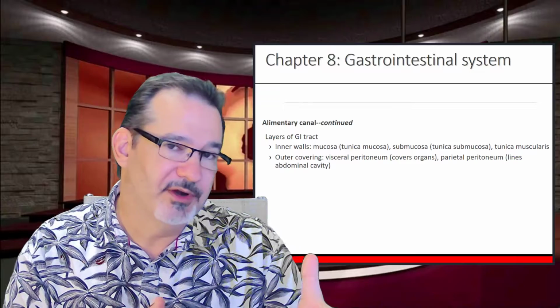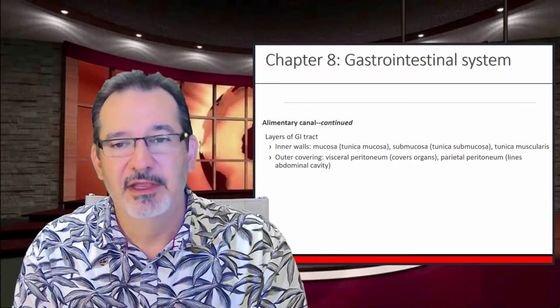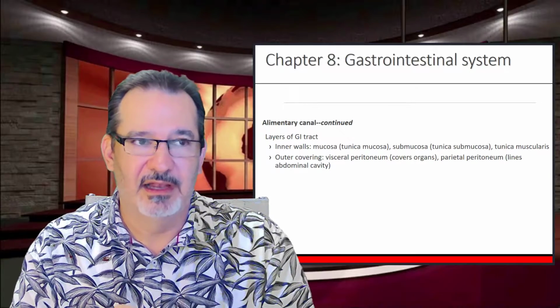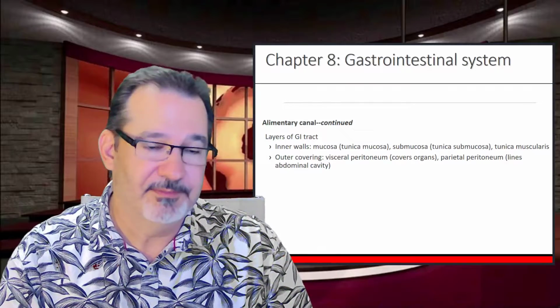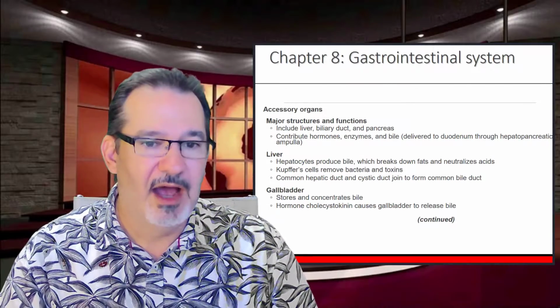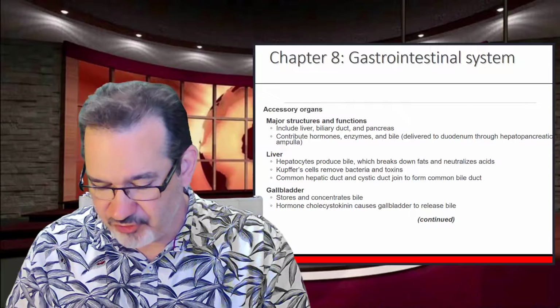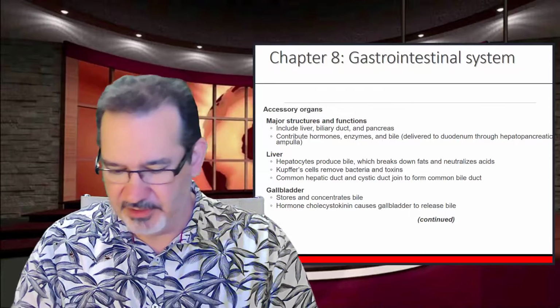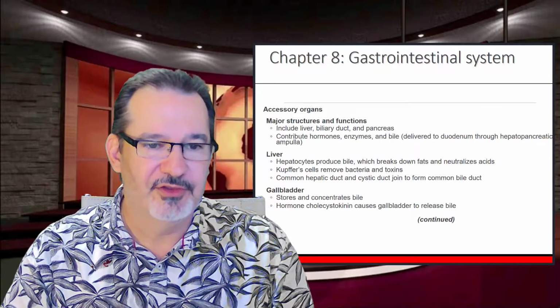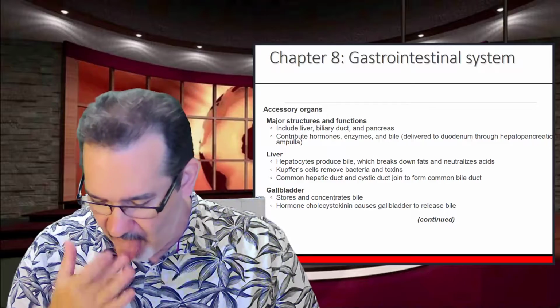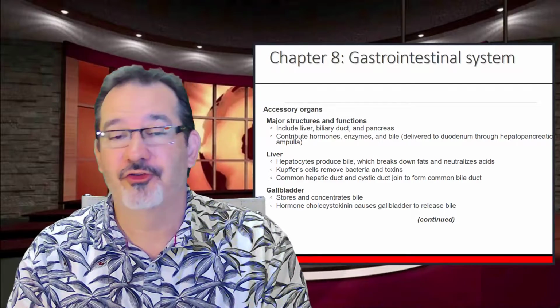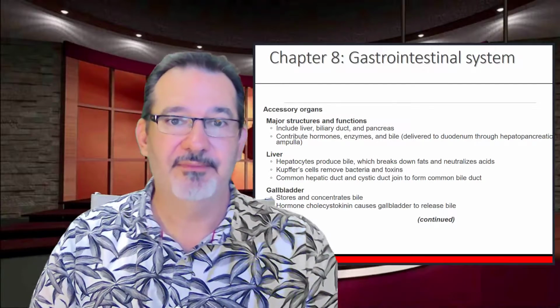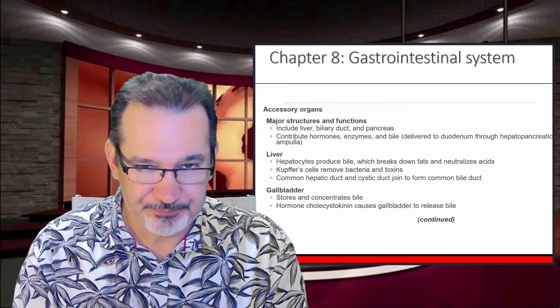Okay, so the visceral peritoneum covers the organs, and then the parietal peritoneum lines the abdominal cavity. Okay, major structures and functions of the accessory organs. So the accessory organs, the liver, which is what? It's the largest organ in the human body, okay, is the liver.